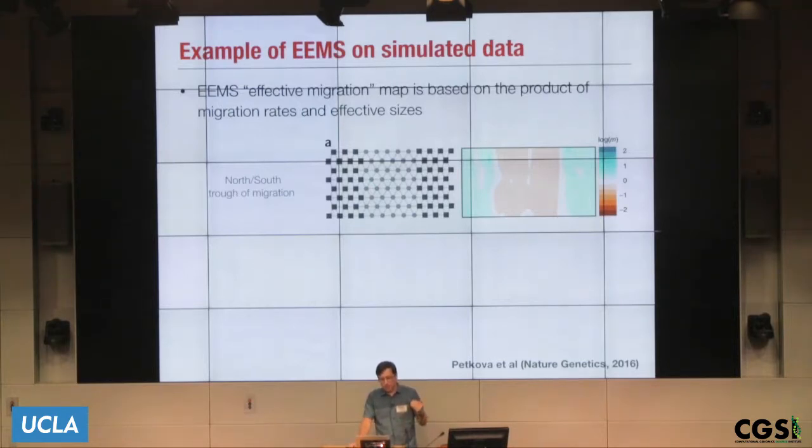So what that means is that in situations like this one, where you have a north-south trough in migration that results in an inferred north-south trough in migration, it's very clear. Okay, I'm saying migration, makes sense.